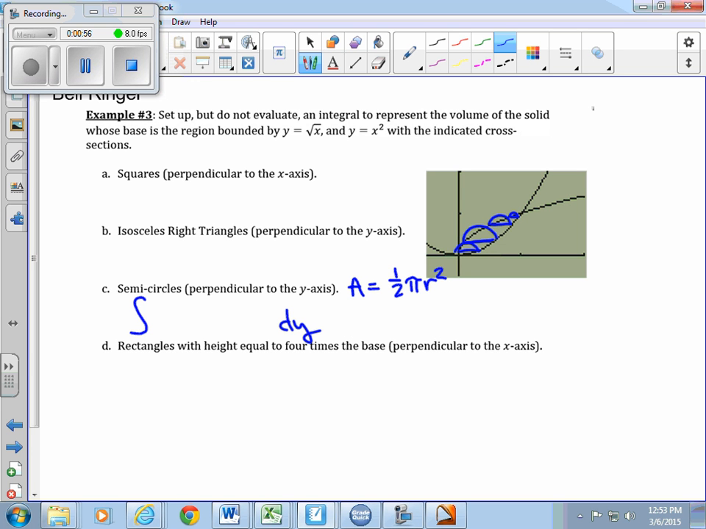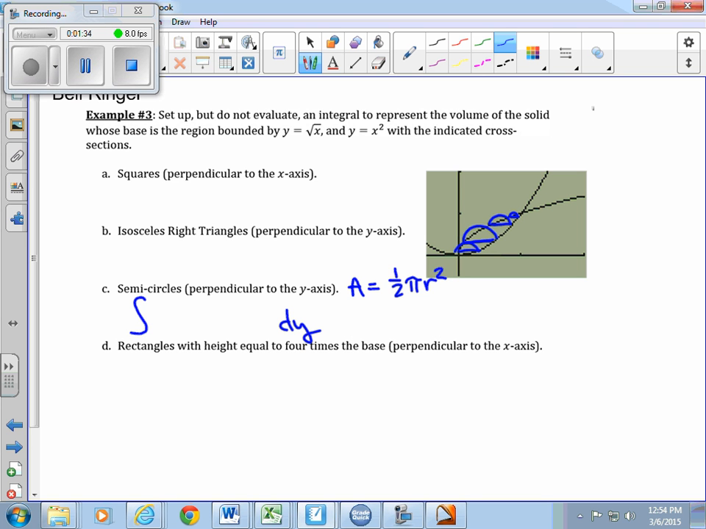Okay, good so far. Because we're cutting perpendicular to the y-axis, the little widths of those semicircles, and I know this is probably more than you wanted to know, but because we're finding volume, we're taking the area of a semicircle times the little bitty tiny width. That little bitty tiny width is a dy, a change in y, not a change in x this time. Does that make sense?